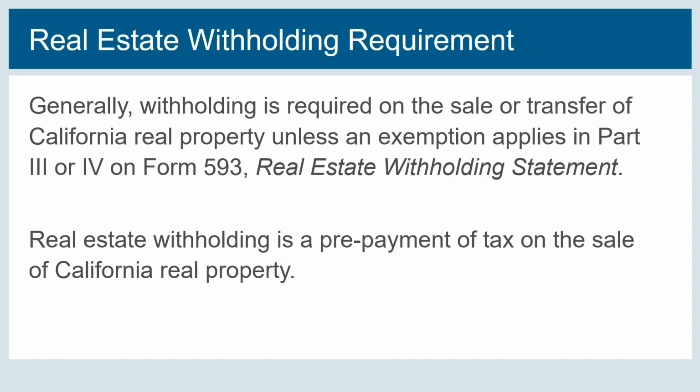Generally, withholding is required on the sale or transfer of California real property unless an exemption applies in Part 3 or 4 on Form 593 Real Estate Withholding Statement. Real estate withholding is a prepayment of tax on the sale of California real property. The funds withheld during escrow will be available to be claimed on the seller's tax return and offset their tax liability and can potentially result in a refund.